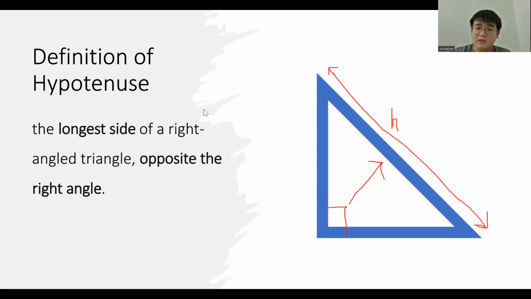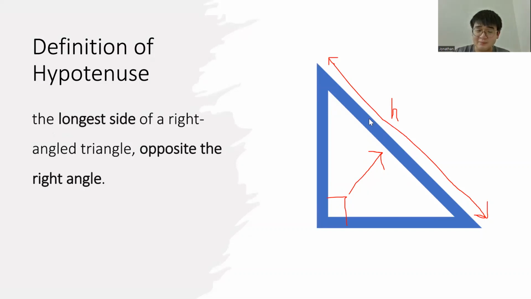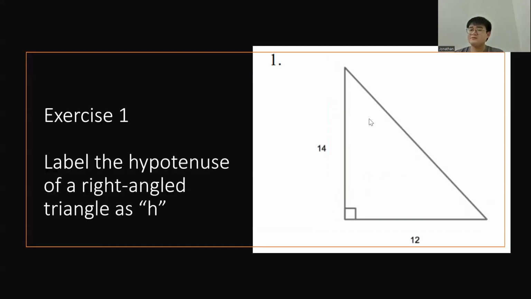Okay, so let's look at some of the activities here, I mean exercises. For exercise one, you can refer to your worksheet. It is on page one. Exercise one: label the hypotenuse of a right angle triangle as H.